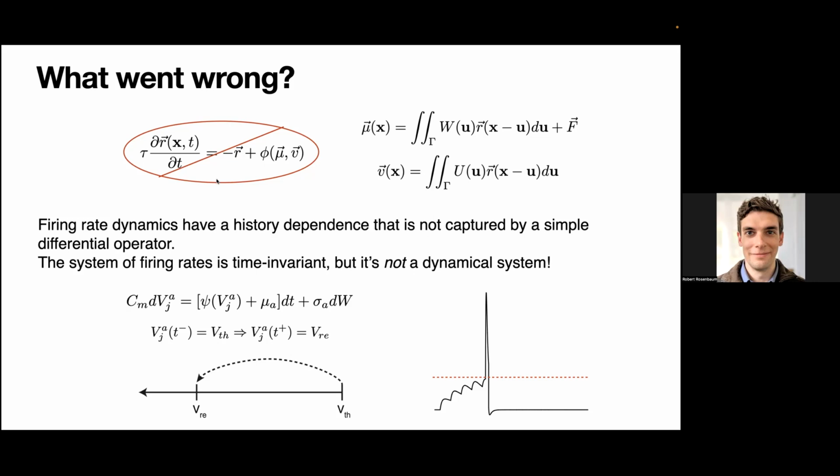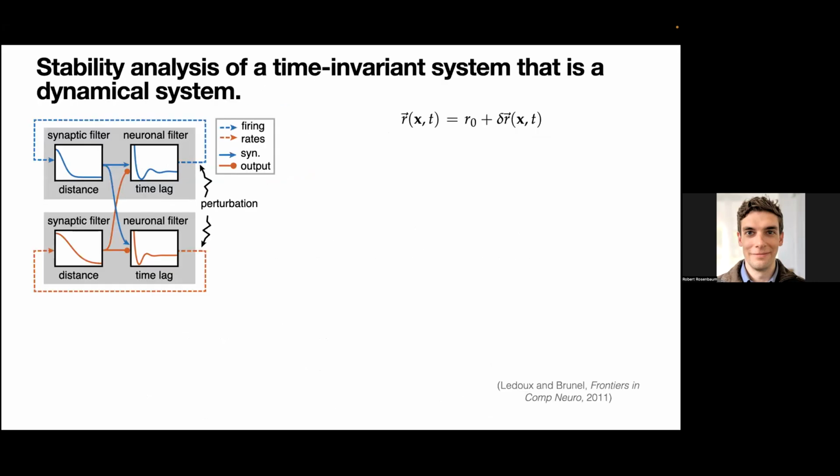So one approach is analyzing the stability of the membrane potentials directly instead of the firing rates, but we chose a different approach. We're going to stick to firing rate space and let the membrane potentials remain hidden, but we're going to think about how to perform stability analysis on a system that's time invariant but not a dynamical system. So it has some delayed effects in it. If you're familiar with the analysis of delay equations, then this might look familiar to you.